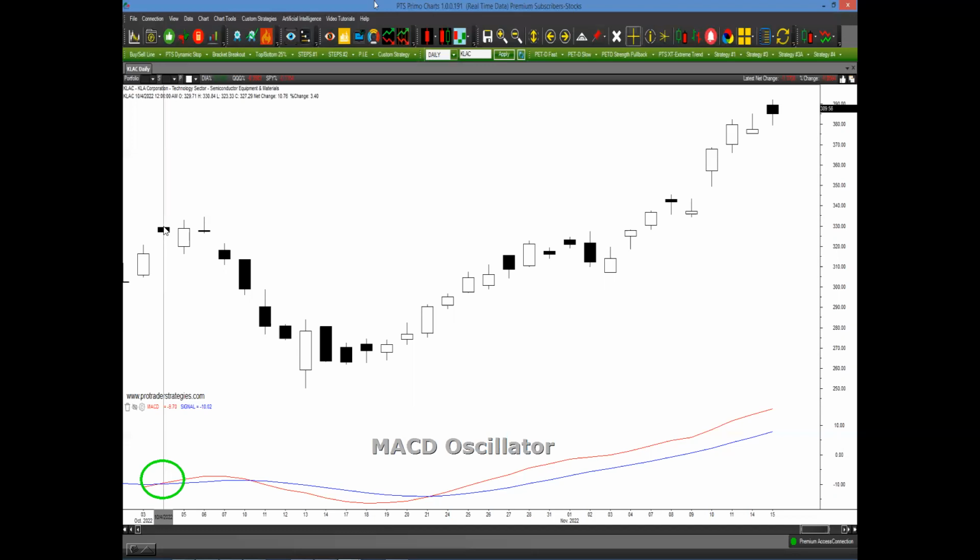How well do you think you would have done buying right there when the MACD crossed above? And these are just the standard generic settings on these oscillators. Not very well, right? Most likely we'd have lost. Now, look what happened about a week or so later.